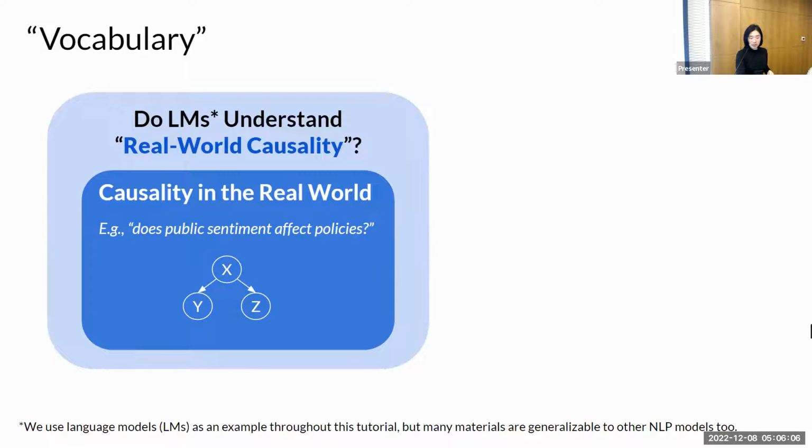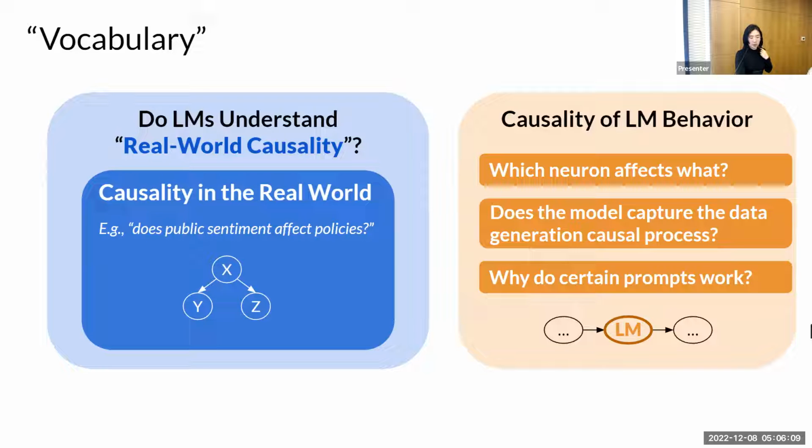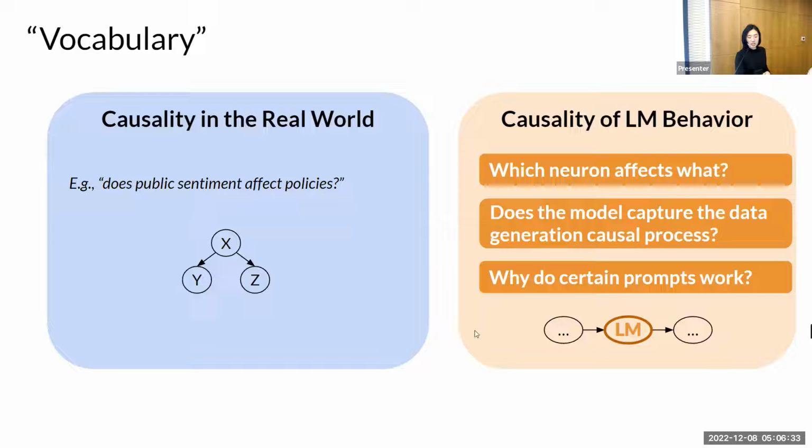Apart from the real world causality, we will also see the other part, the orange part, which is causality of language model behavior, such as which neuron affects what in the language model. How does the model capture the data generation process? Or why do certain prompts work? If we simplify the two parts, the difference is that on the left, you'll see a lot of real world variables, such as smoking, cancer, and so on. But on the right, in the causal graph, we'll see properties of the language model as causal variables.